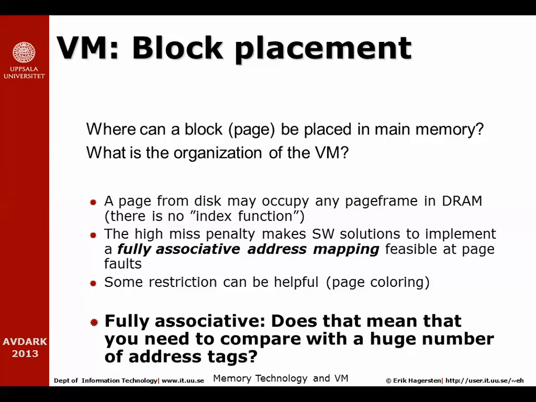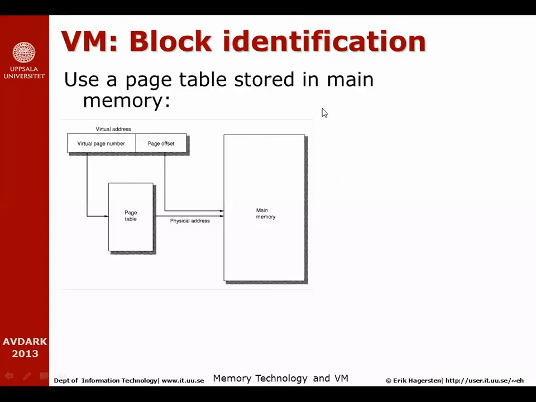So a fully associative cache, does that mean that we now have to do many compares in parallel, and make address tag comparisons in order to implement this fully associative cache? Well, that is fortunately not the case. Instead, we implement the mapping of virtual addresses to physical addresses through a large table. So we have a page table, and that page table lives in main memory.